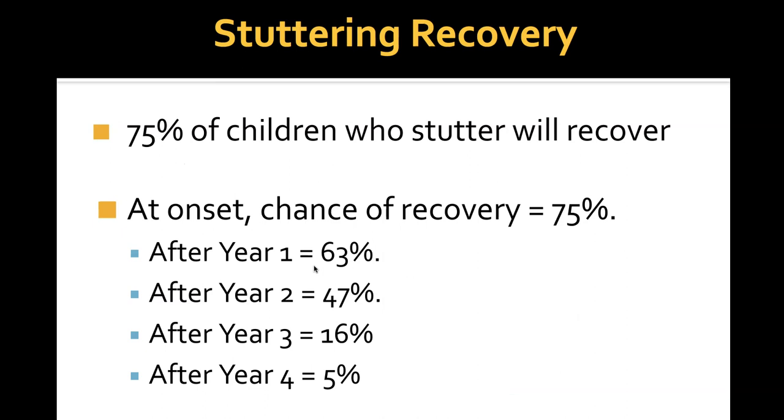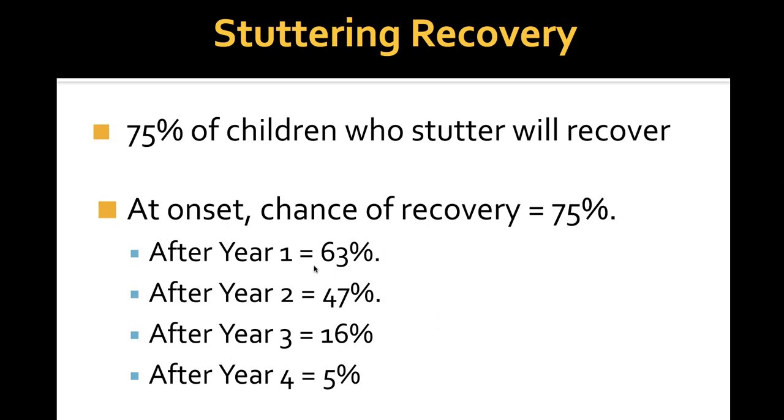And then about 75% of children who stutter will recover, where the stuttering will just no longer be a factor in their speech anymore. So at onset, the chance of recovery, like we said, is 75%. 1 year after onset, if the child is still stuttering, their chance of recovery drops down to 63%. But after 2 years, they're down to 47%. After a child's been stuttering for 4 years, that chance of them becoming just a typically fluent speaker is going to drop all the way down to 5%.